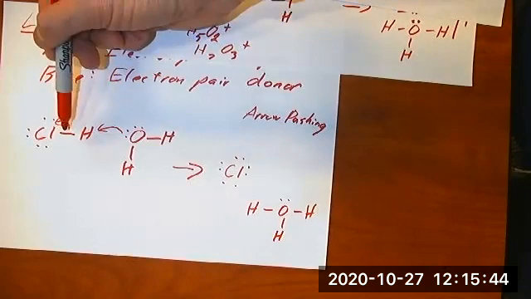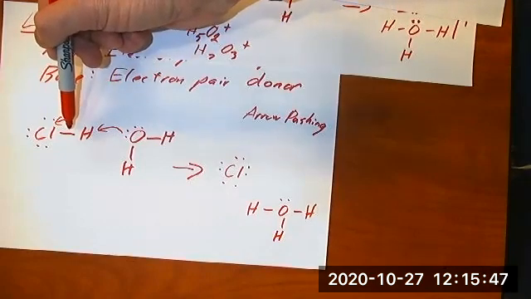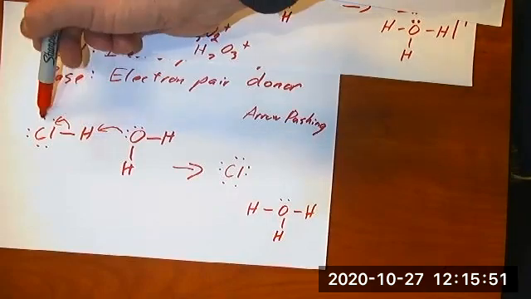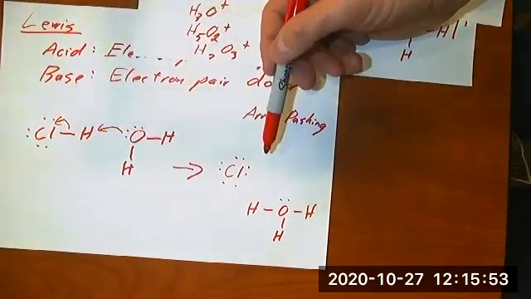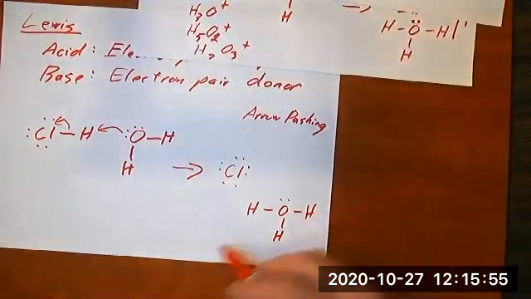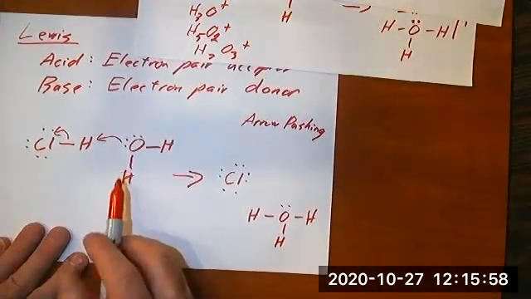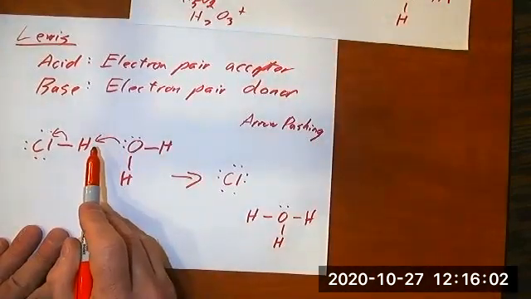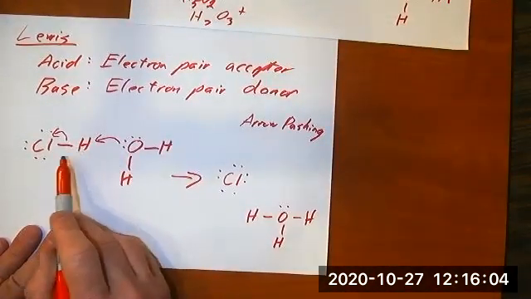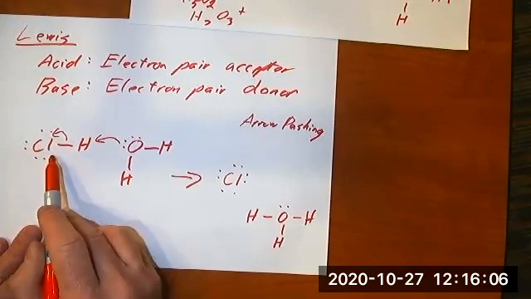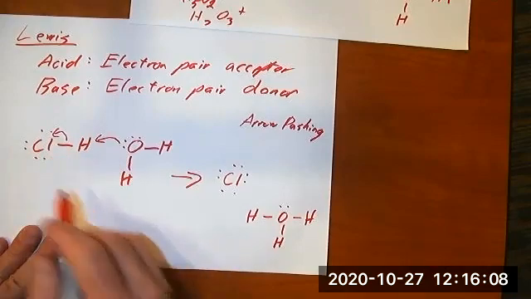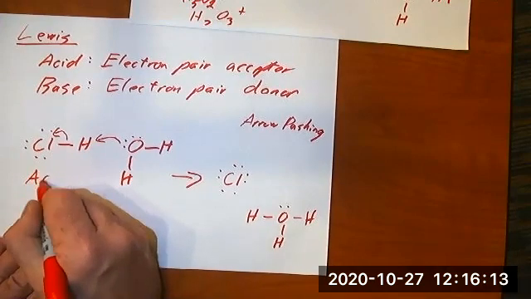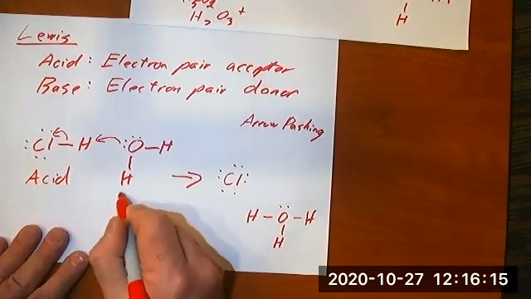is in turn pushing the electrons away from the hydrogen atom that were initially in the chlorine-hydrogen bond back over onto the chlorine. And so what we can see here is that the water is acting as an electron pair donor in this reaction, and the HCl is acting as an electron pair acceptor. So in this reaction, this is called a Lewis acid, and this is called a Lewis base.